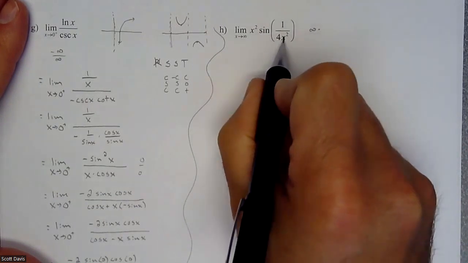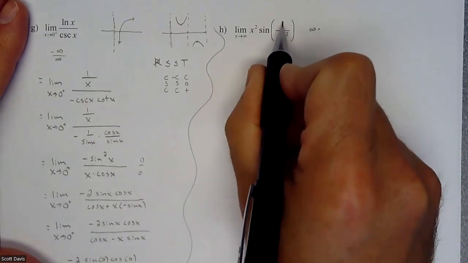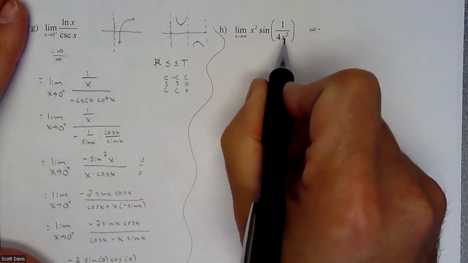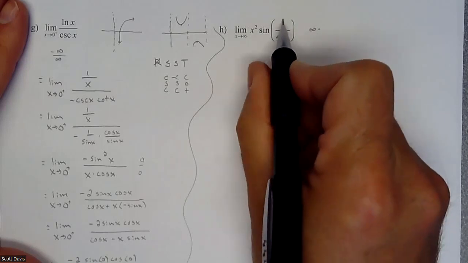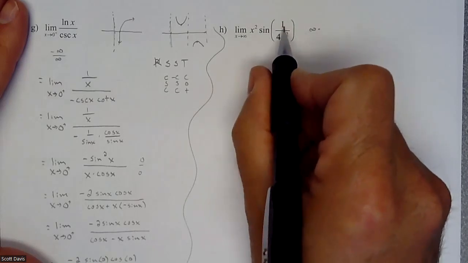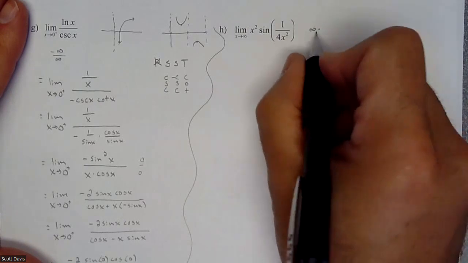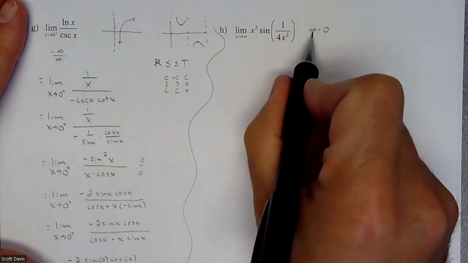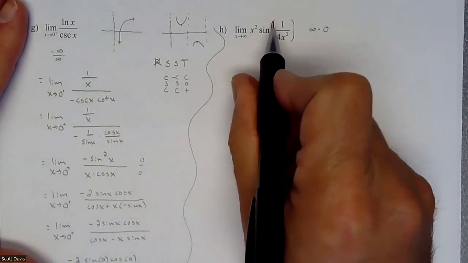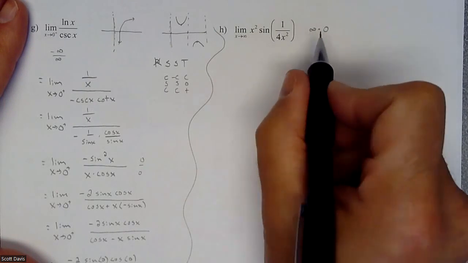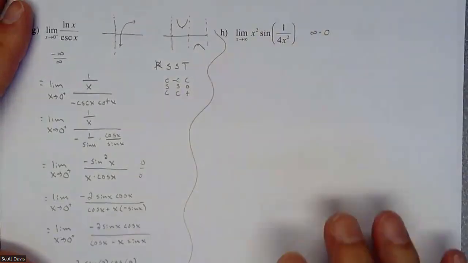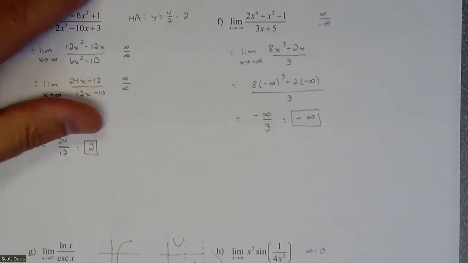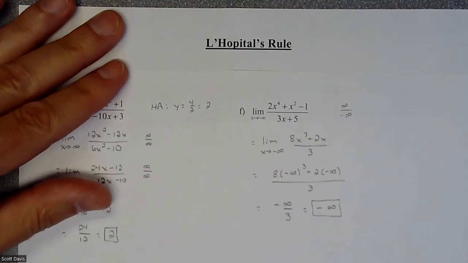And then sine, this is going to be 1 over something that's infinitely large, which is going to make this whole fraction infinitely small, which is essentially approaching 0. So sine of 0 is 0. So you have one of these values that's getting infinitely large, one of these values that's getting infinitely small. We're trying to figure out which one overrides the other. I have no idea. But this then turns into a L'Hopital's rule situation.